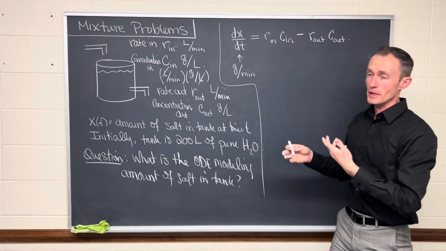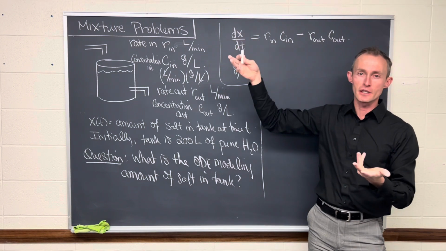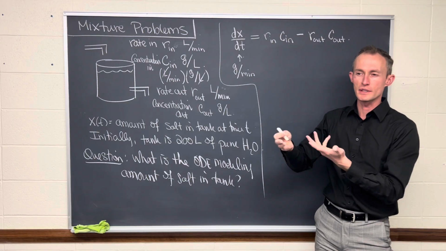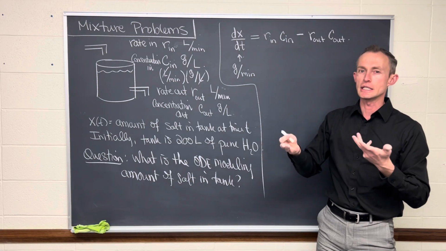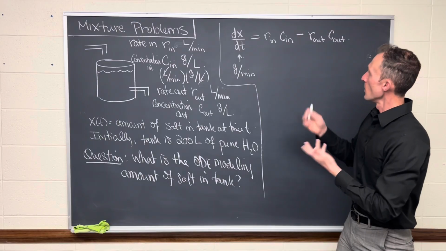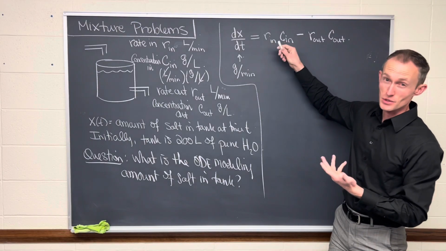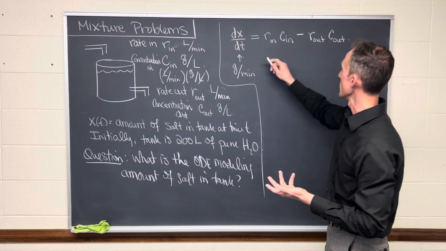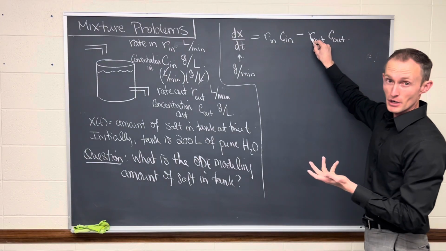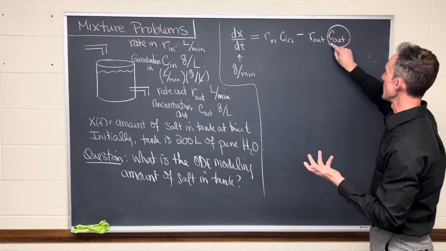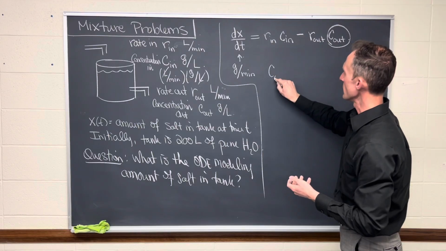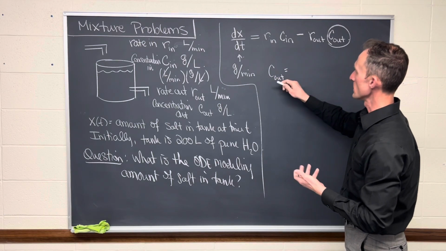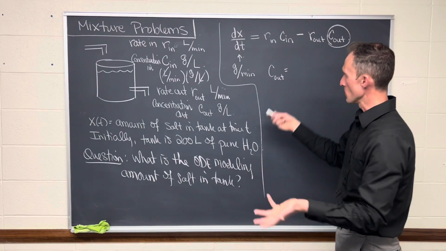Now, when you look at this, you're like, okay, well, I see a first order ODE here. That's great, but I don't really know, is it linear? What kind of ODE is it? Well, what do we know? Rate in, concentration in, those are just numerical values typically, okay? But rate out, that's also a numerical value. Concentration out, though, what is that going to be? Well, it's the amount of salt in the tank. Well, we don't know what that is.